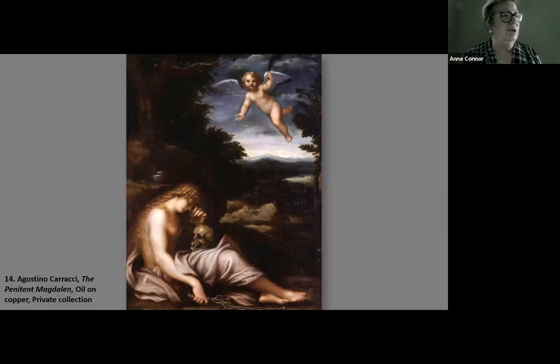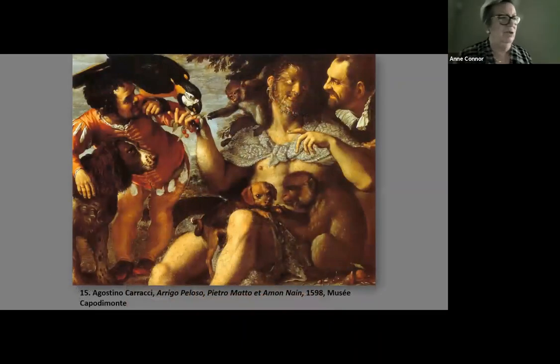Some not more interesting, but some very interesting works is, for example, this one, the portrait of Arrigo Peloso, Pietro Matto, and Amon Nano. It was at first misidentified as an allegorical or mythological work. And then they were able to identify each of the figures, and they realized, in fact, it was a triple portrait. So the person that you see with the hairy face, Arrigo, is a sufferer from hypertrichosis.